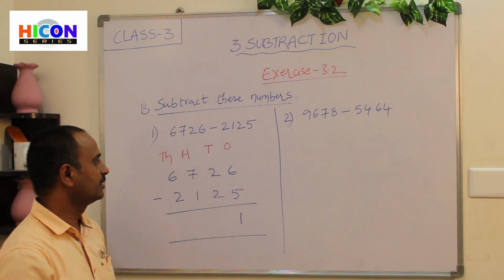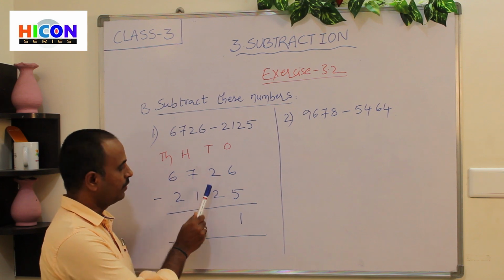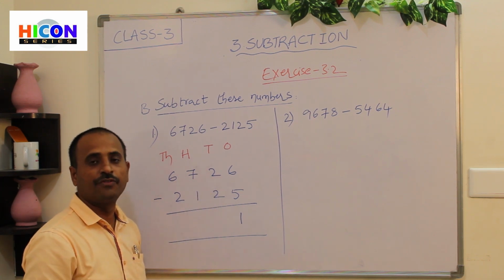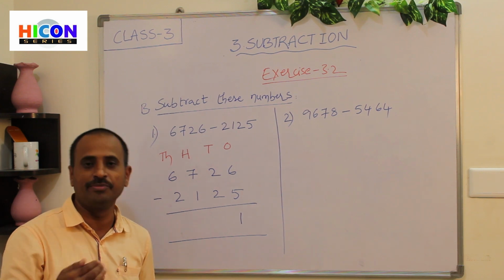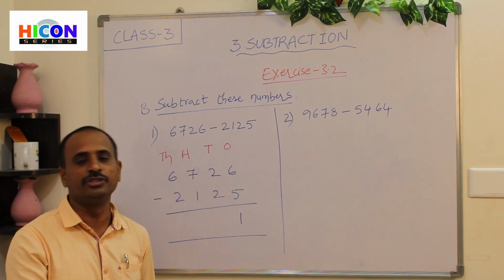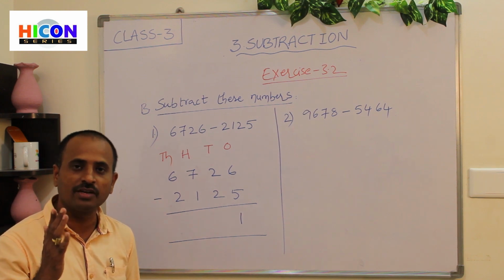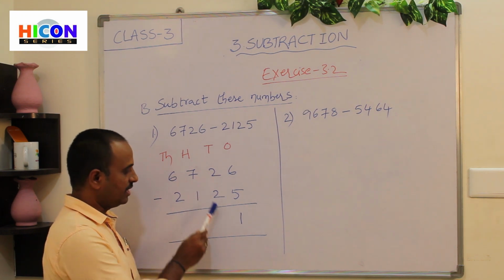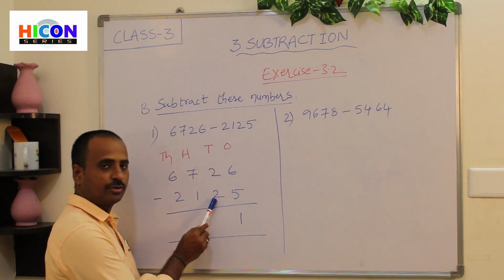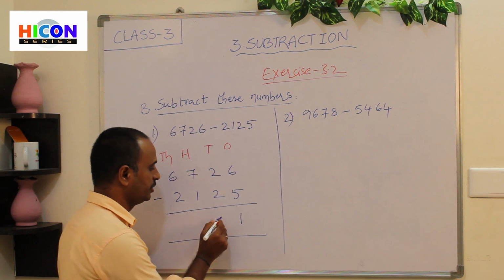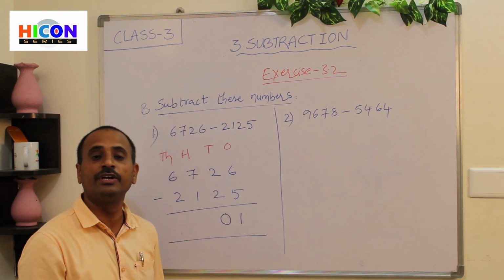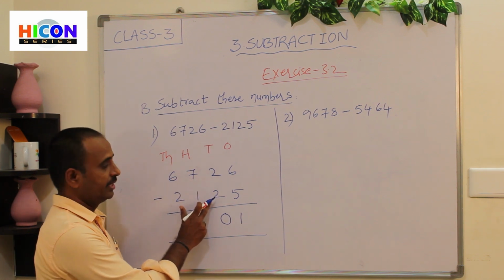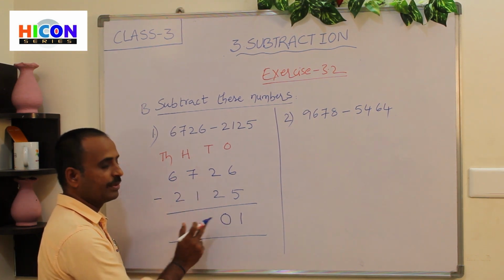Next go to tens place. What is the first number here? 2. What is the second number? 2. So subtract 2 from 2. If we subtract a number from the same number, the answer will be 0, because according to the properties of subtraction, if you subtract a number from itself, the answer becomes 0. That means the difference between the two numbers is 0. Here the numbers are the same, so the answer becomes 0.